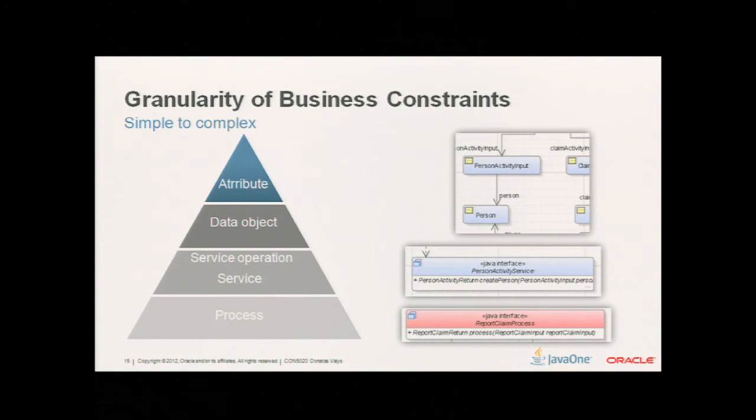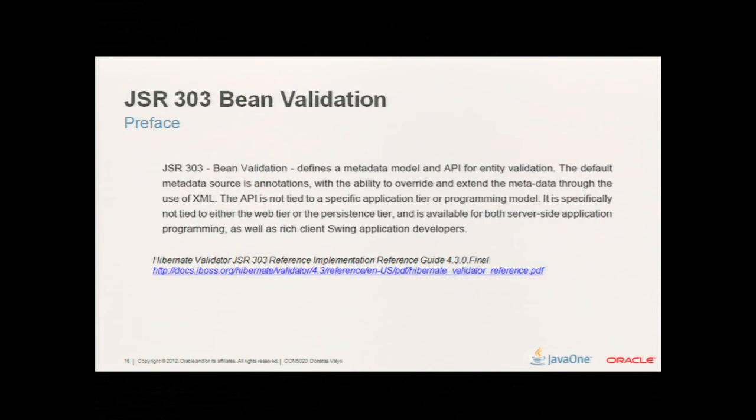So in more complex systems, there is a need to enforce small and complex and simple business constraints. We start from the attribute level with simple not null or null required constraints, and move to the data object. Then we look at how to design service operation specific and service specific constraints, and some validation which is also process specific.